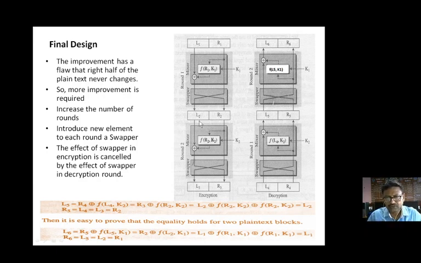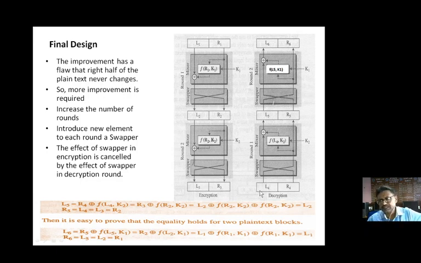In the next round, again K2 is being taken because it is the second round. K2 is applied with R2 in the function F, and the output is XORed with L2 to get R3, and R2 as it is is copied into L3.